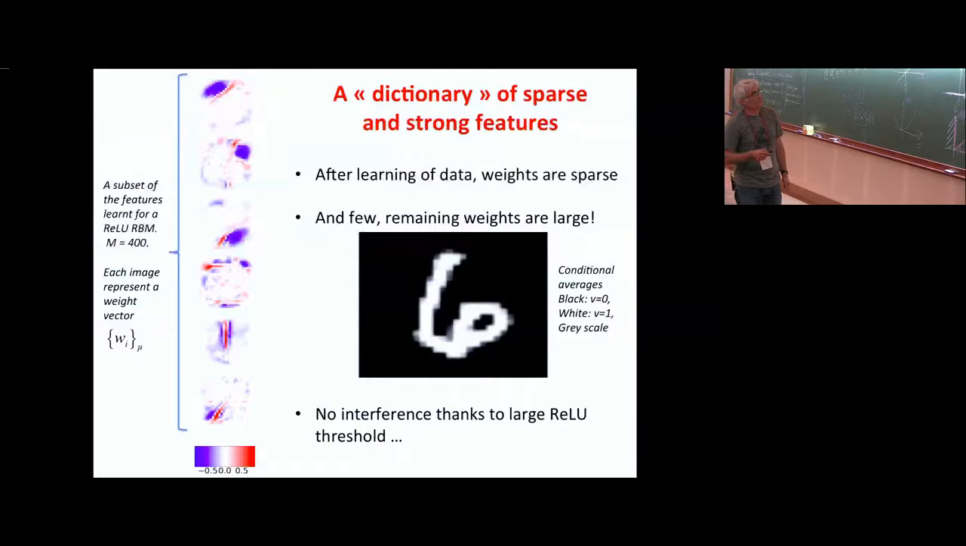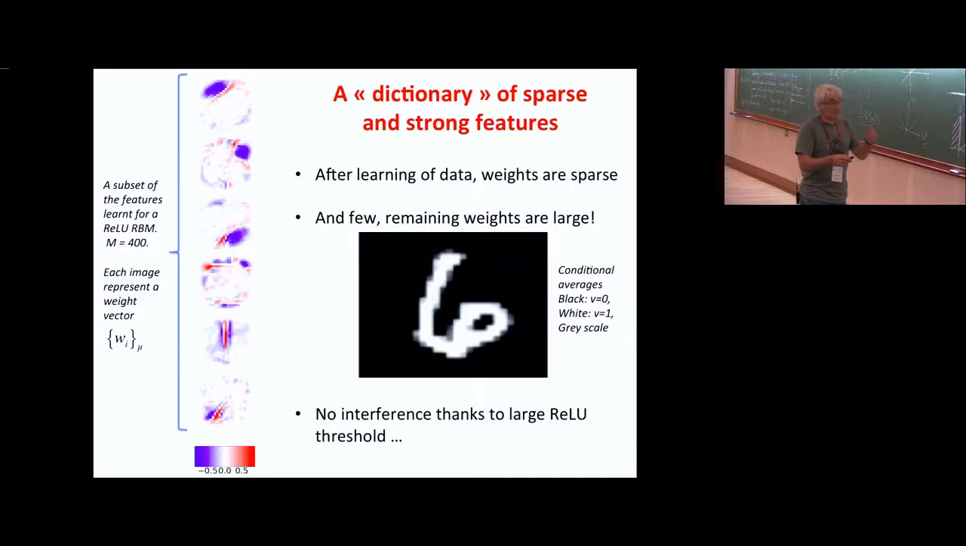Yes, and they are sparser and sparser, and you need more and more. One thing you can see very clearly after learning is that the weights are sparse if you have a large enough hidden layer. What is interesting is that the few weights which are non-zero are big. Here you can see the scale of the weight. They are big, which means that given a representation, most of the values of the hidden units are zero, but the ones which remain non-zero, some of them are very big. The weights are big, so they give some large fields on the visible units.